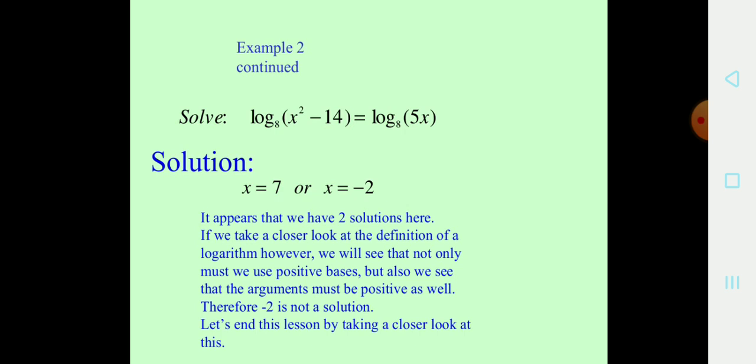So if you take a look at the definition of the logarithm, however, we'll see that not only must the base be positive, but also the argument must be positive. Therefore negative 2 is not a solution. So let's end the lesson by taking a closer look at this bit.